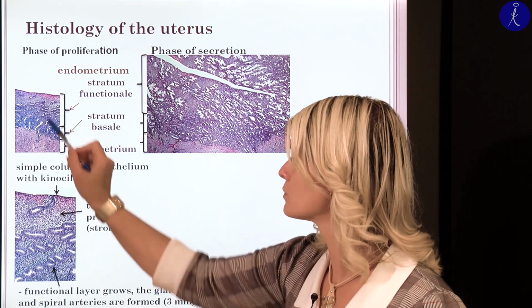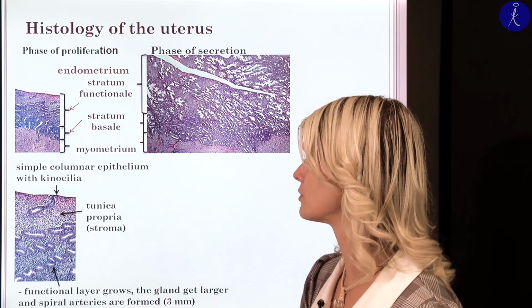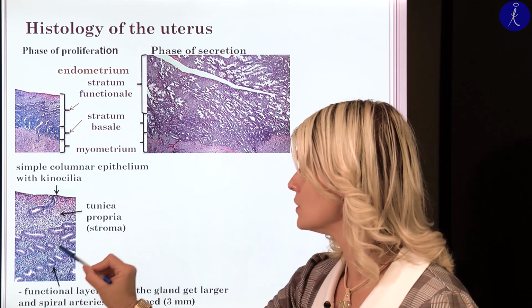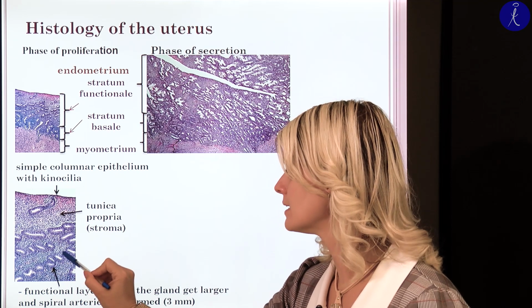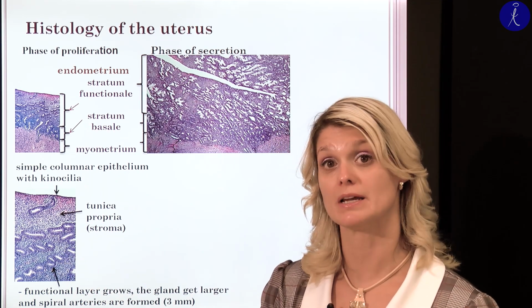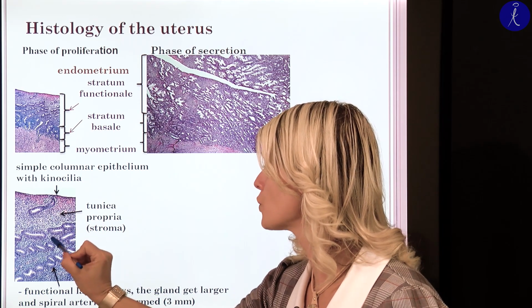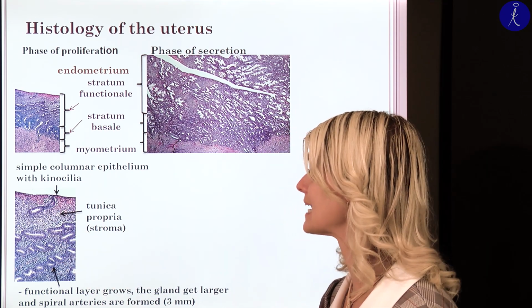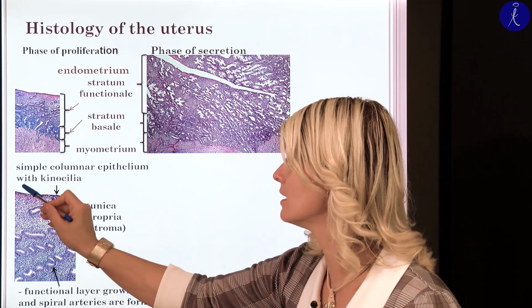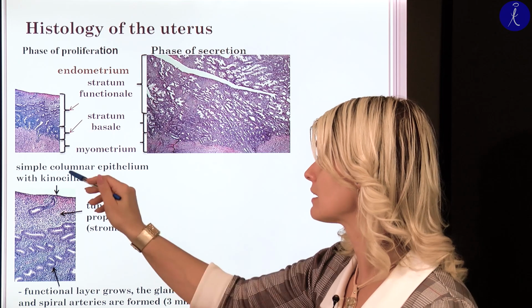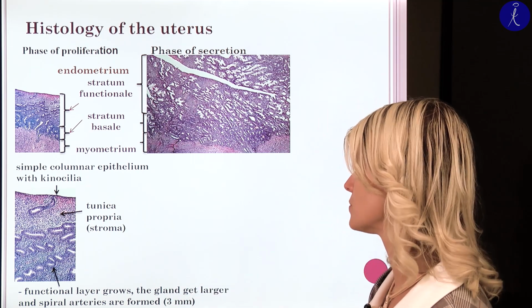If we see the higher magnification of the proliferative stage of the endometrium, here you can see the glands. They do not have a big lumen, they are just growing, proliferating. And here we can see the stroma between the glands. And the epithelium is simple columnar epithelium with kinocilia on the surface.